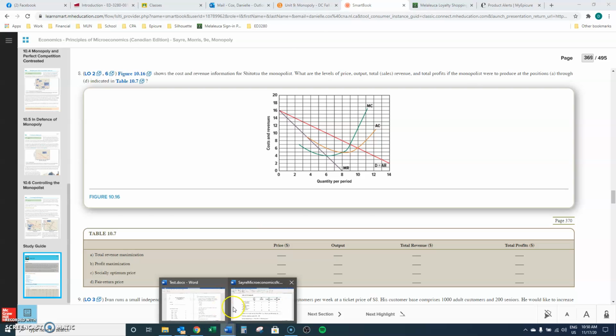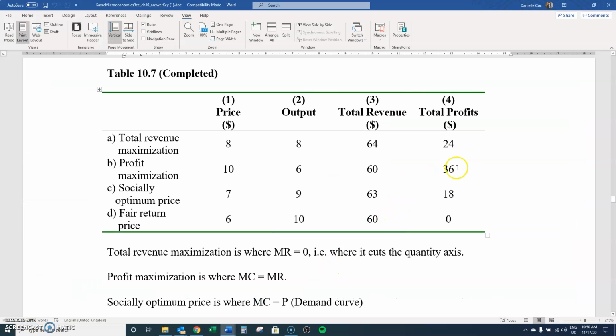And I'm going to just point out this is wrong because this is right. The revenue is 60, but the cost is 36, not the profit. This number here, the 36, is incorrect. So it's your revenue of 60 minus your cost of 36, which leaves you a profit of 24.